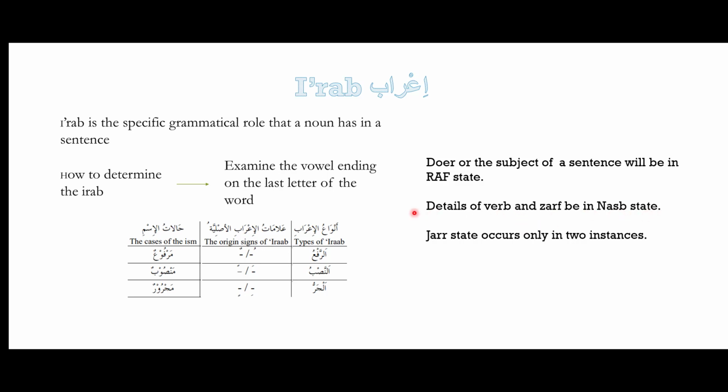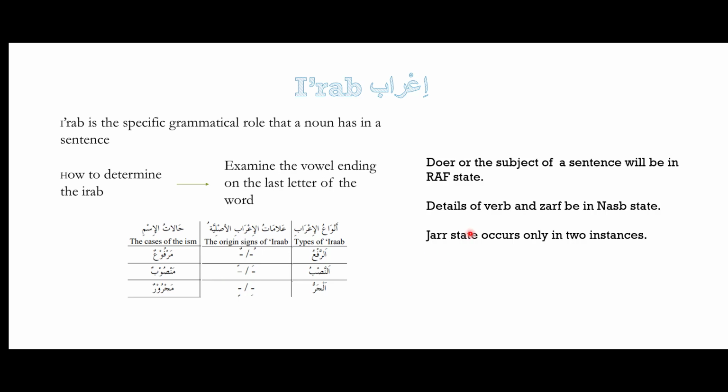So whenever there is a verb in a sentence, in English we know that if there is an action, there is an actor doing that action, and there is an object, direct object, indirect object, and verbs and adverbs and so many other things. Once we determine the verb and once we determine the subject, all the rest of the words will be details of that action. So those details will be in nasb state. That is, those isms are going to take this sign.